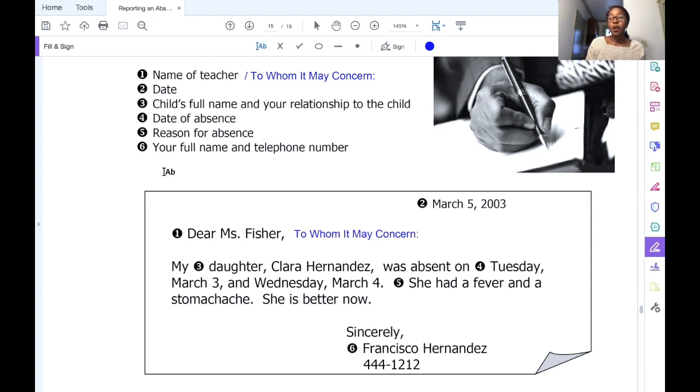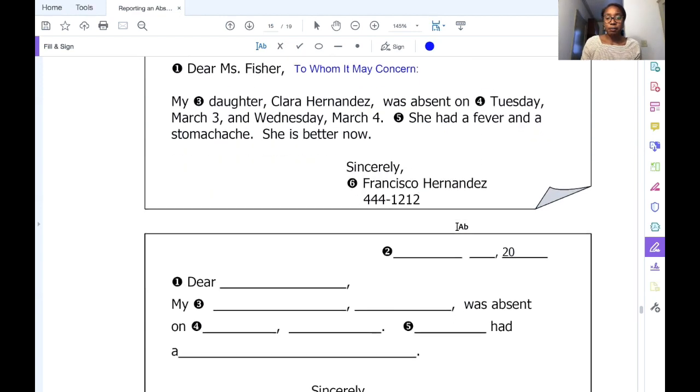The last thing you will add is your full name and your telephone number. So this is the full name of the person writing the note and the telephone number. So sincerely, Francisco Hernandez, 444-1212. So this is an example of an absence note. Let's practice writing one together.